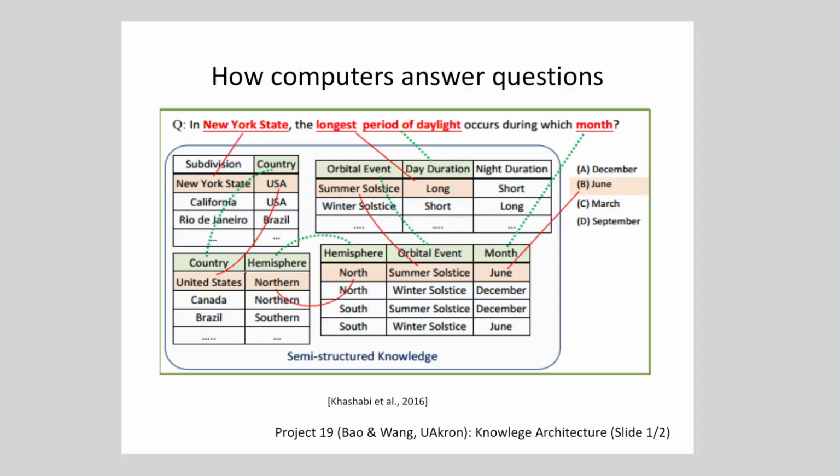You probably think, okay, it's New York State, so it's in the Northern Hemisphere. If Northern Hemisphere and longest daylight, it means maybe summer, right? So summer is likely to be June, July, August, right? That's how you answer the question.